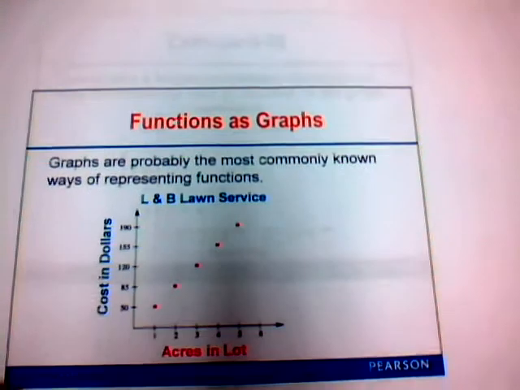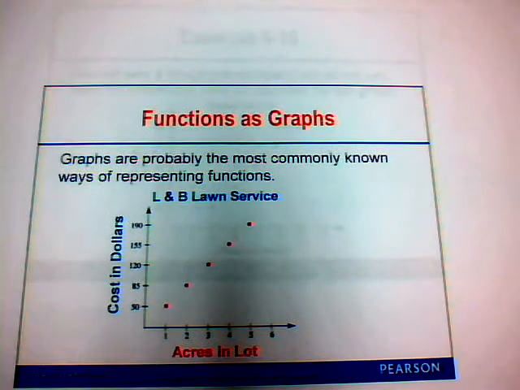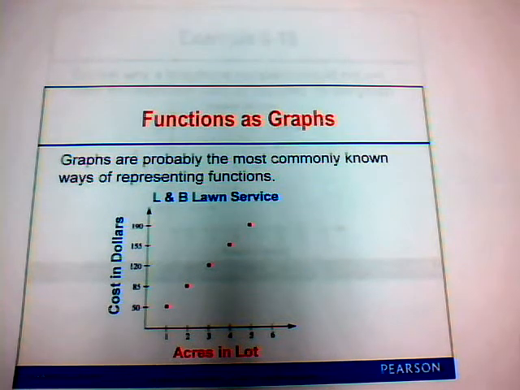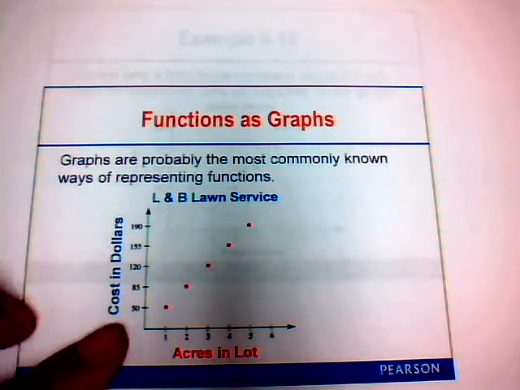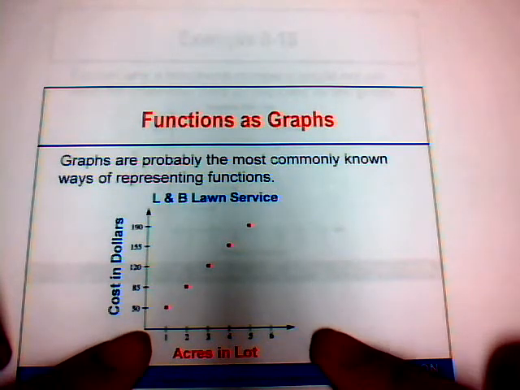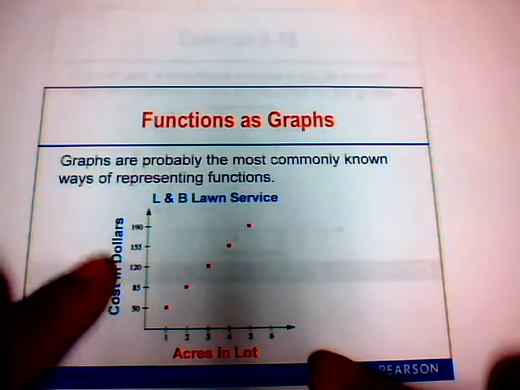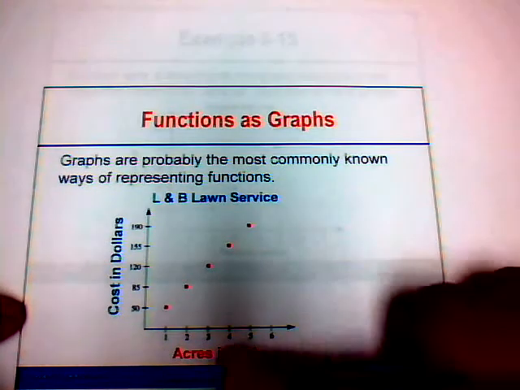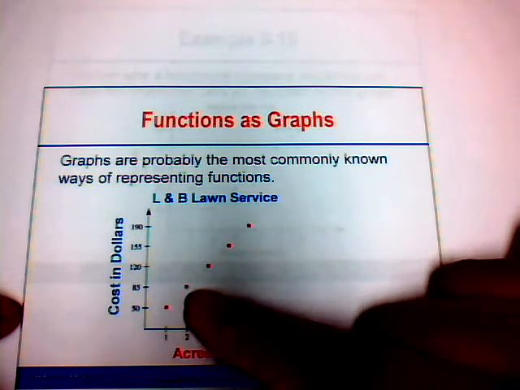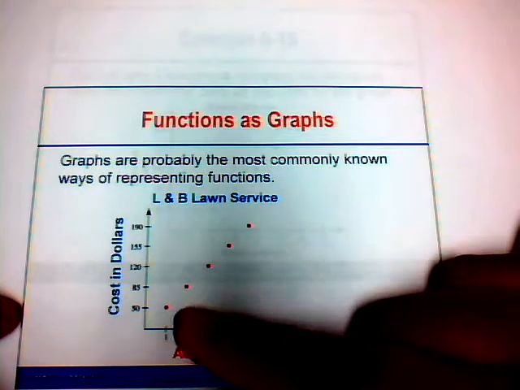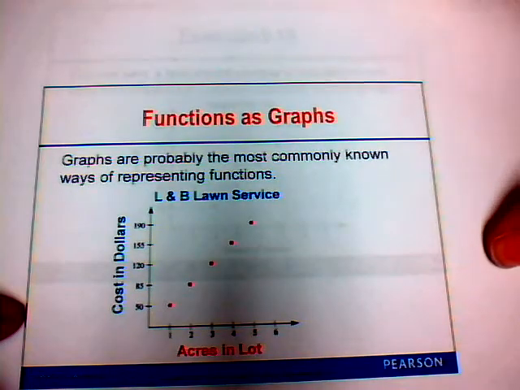We can look at functions as graphs. Graphs are probably the most commonly known ways of representing functions here. Here we've got a graph of L&B Lawn Service. The horizontal axis represents the acres in a lot. The vertical axis represents the cost in dollars. And notice that they plotted those points on a coordinate plane. You can see that this would all form a straight line. So that would be a function.